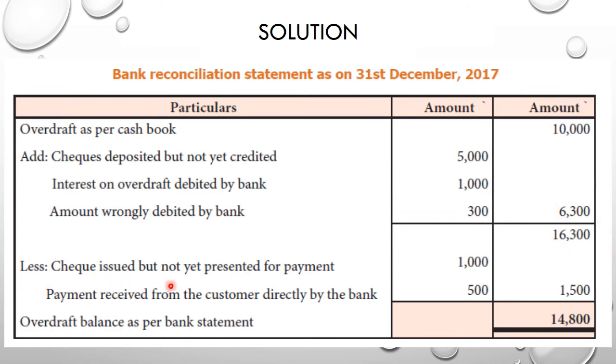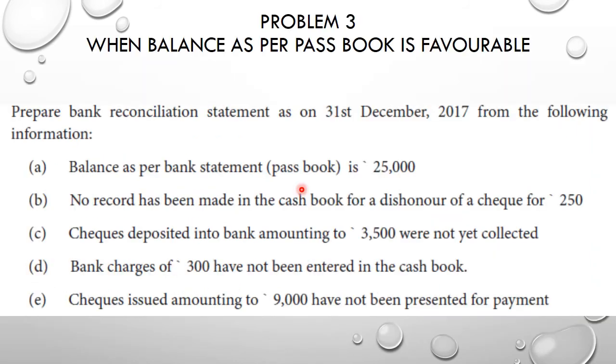Next, checks issued but not yet presented for payment 1000. Payment received from the customer directly by the bank 500. So the total is 1500. When we subtract this, we get an amount of 14,800. That is the overdraft balance as per bank statement.